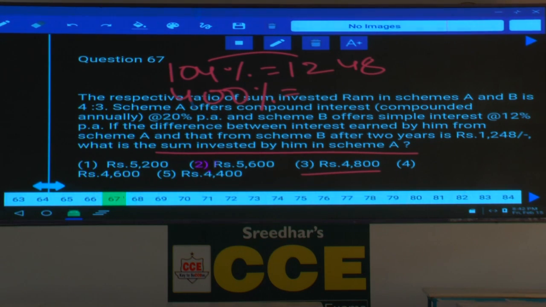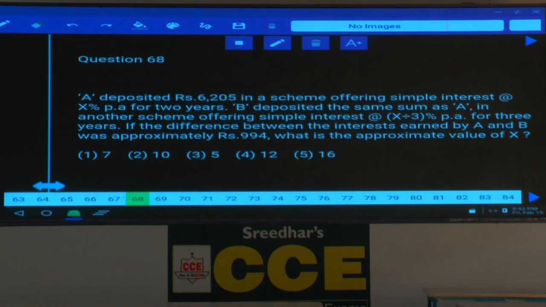Got it? Next. A deposited 6,205 in scheme A offering simple interest at 5% per annum for 2 years, at x% per annum for 2 years. B deposited the same sum, principal in scheme B is also 6,205 as A, in another scheme offering simple interest at the rate of x by 3% per annum for 3 years.